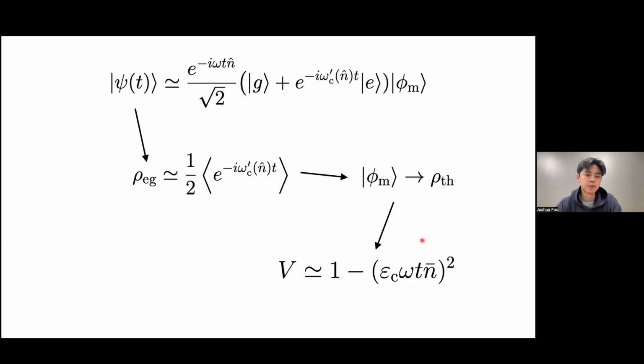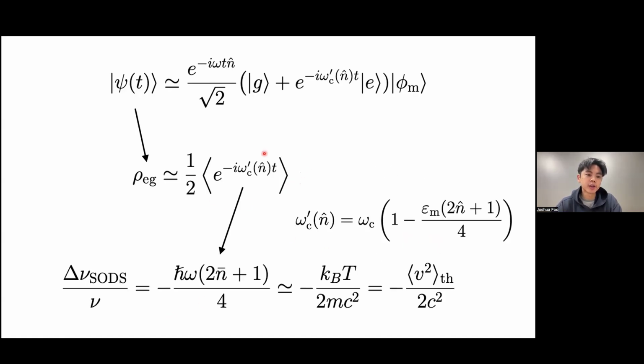But I digress. The frequency shift can be read out simply from this off-diagonal element, and it's given by this expression. N bar is just the occupation number of the thermal state. As you can see, we can just basically replace n hat with n bar as we're tracing over the motion. In the high temperature limit, we get kBT divided by mc squared. And this can be related directly to the thermal distribution of velocity divided by 2c squared.